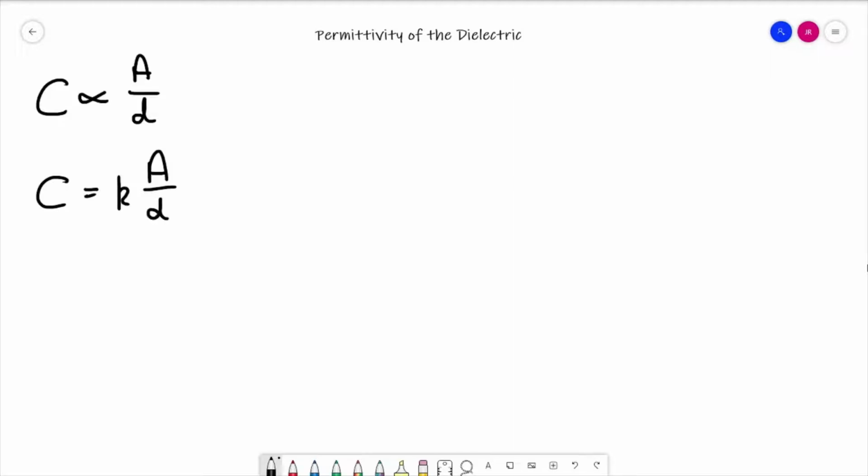Now that constant comes from the permittivity of the dielectric. Now, that phrase permittivity we've heard before. Again, going back to the electric fields topic, we had epsilon naught as 8.85 times 10 to the minus 12, and then this unit Fm to the minus 1, farads per metre. And that epsilon naught was known as the permittivity of free space.